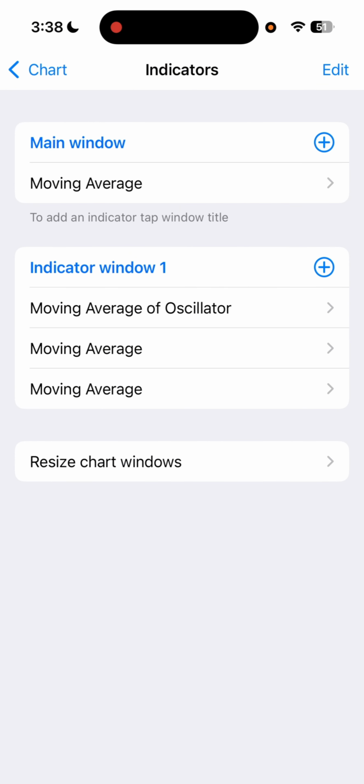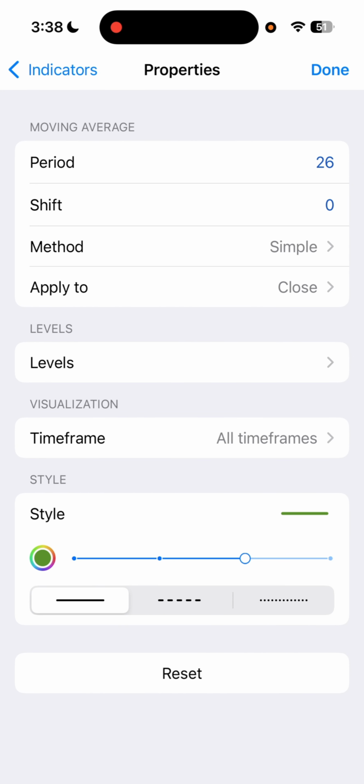Then you put on the moving average after the moving average of oscillator. You put the period to 26, shift 0, method simple. Then you apply to close. The style, you put that on 3 pixels with color green. Then you click on done.